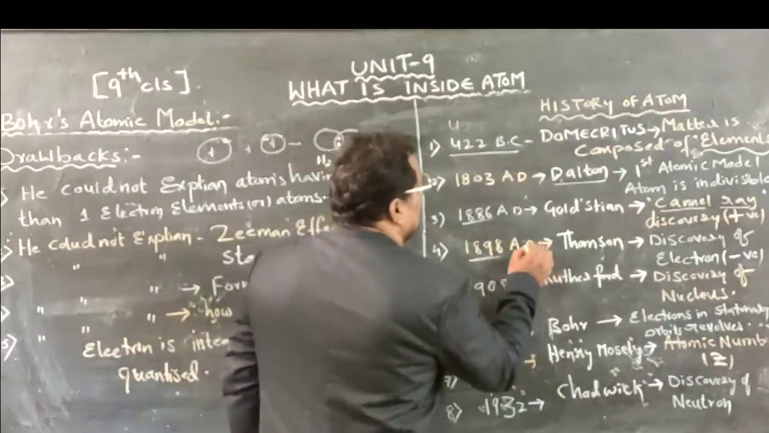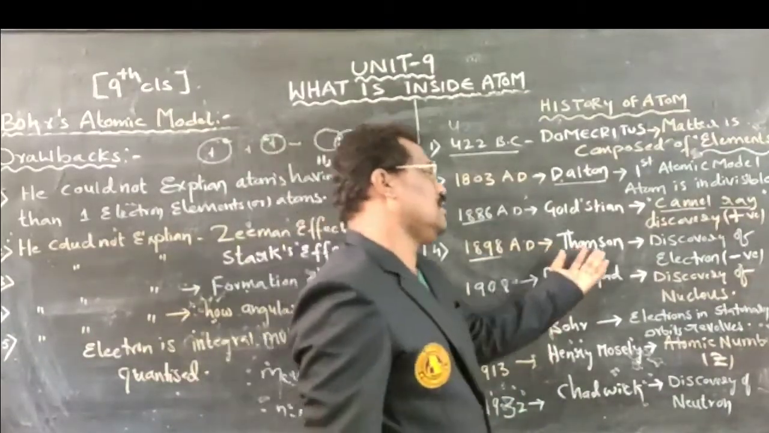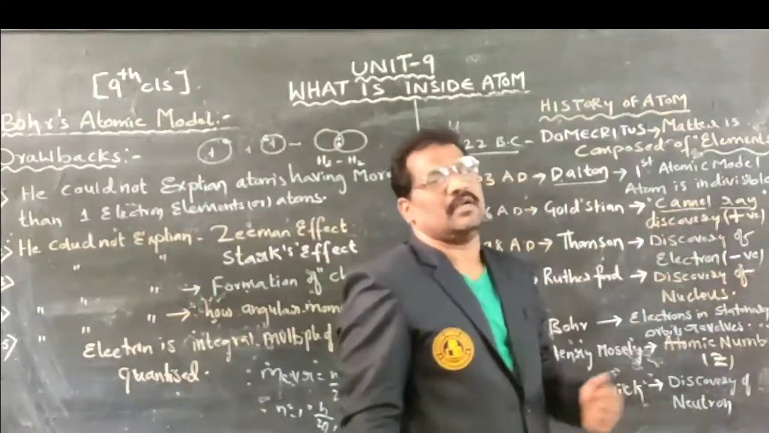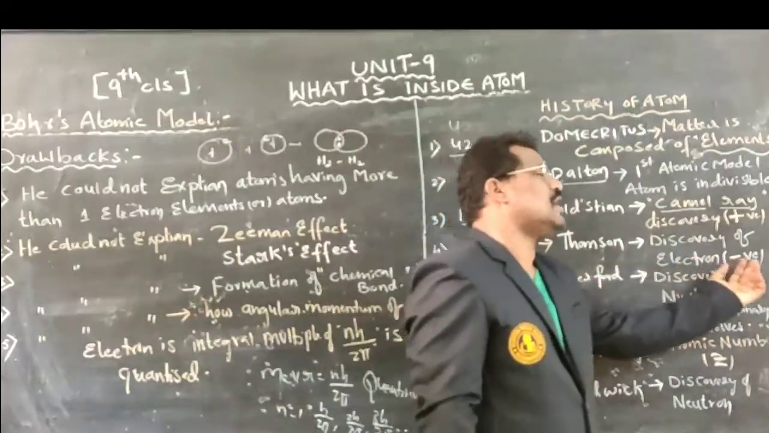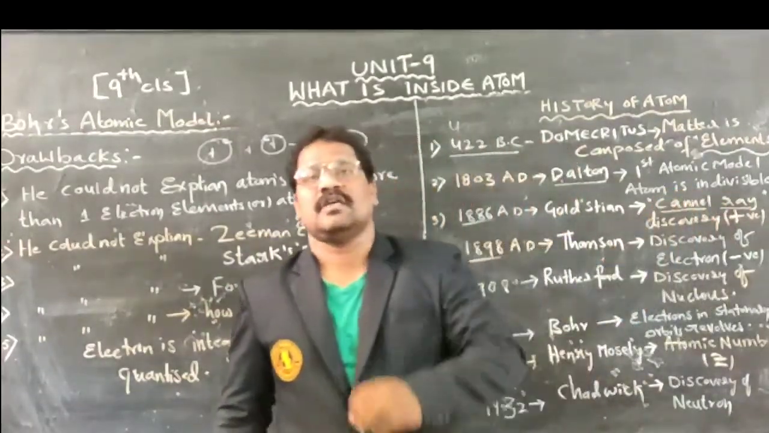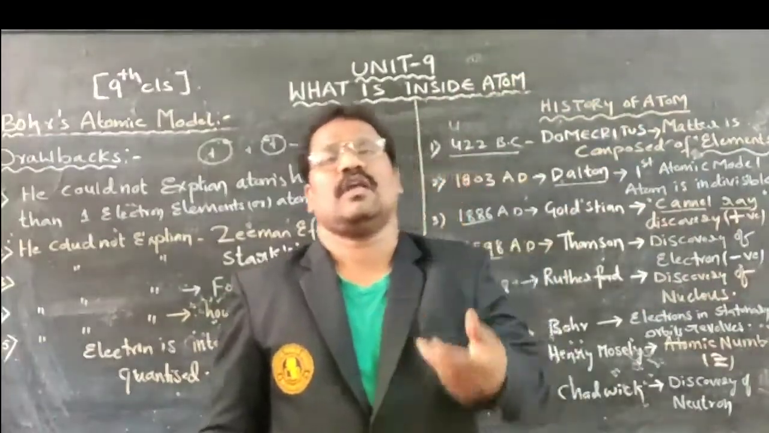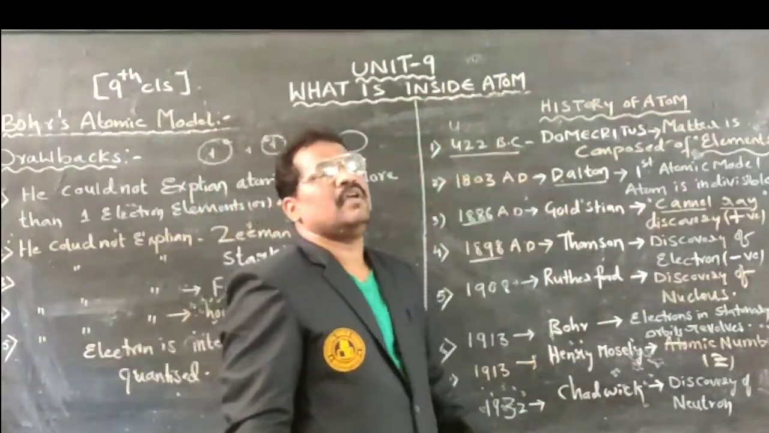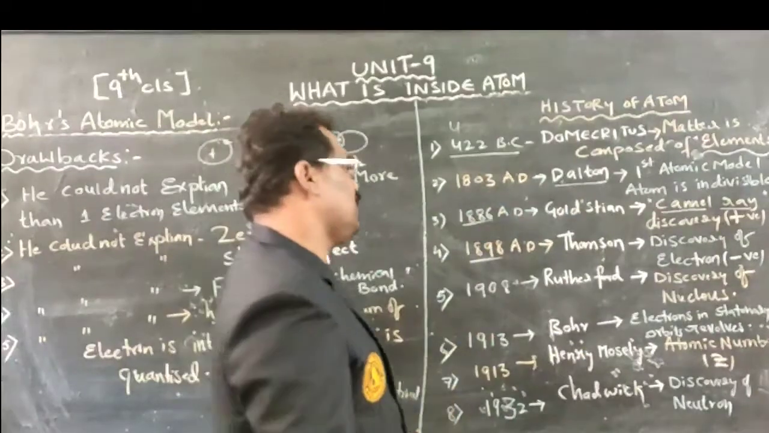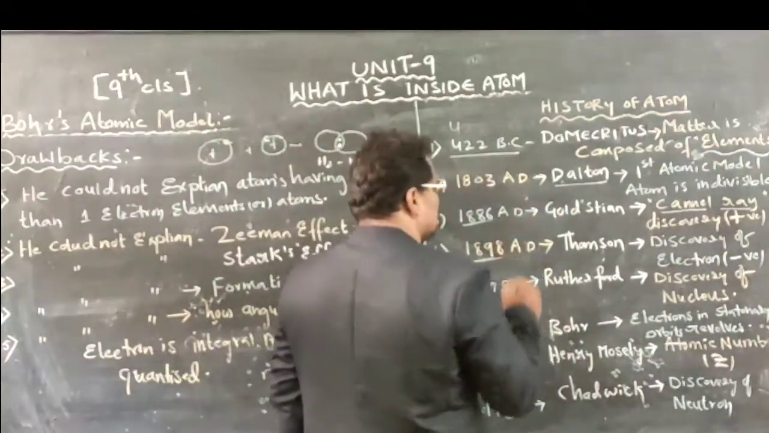In 1898 AD, Sir Thomson discovered the electron. Discovered what? Electrons, which are negatively charged particles embedded throughout the atom. That particular phenomenon was explained.